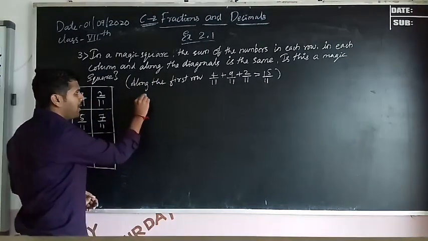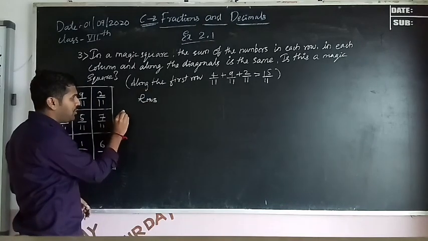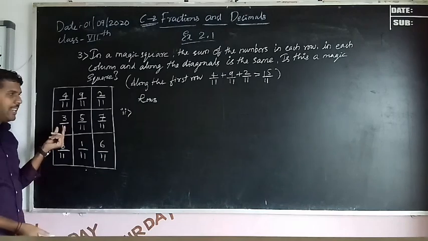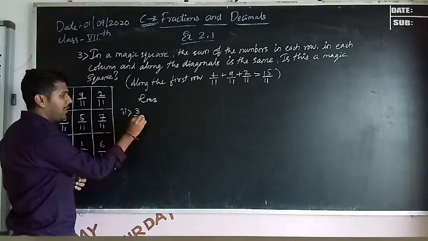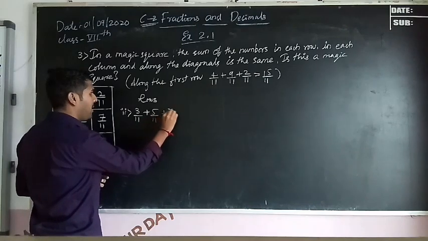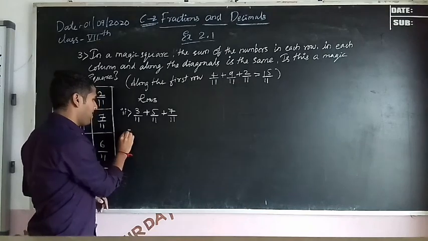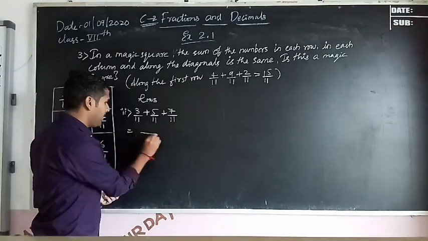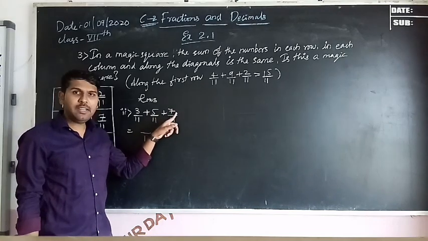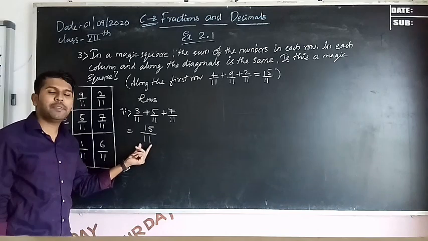So solve the first row. Okay. So the first one is finished. Second one, the second row: 3 by 11 plus 5 by 11 plus 7 by 11. So add it. What will you get as the answer? Here the denominators are same. 3 plus 5, 8. 8 plus 7, 15. So 15 by 11. The second row sum is 15 by 11.